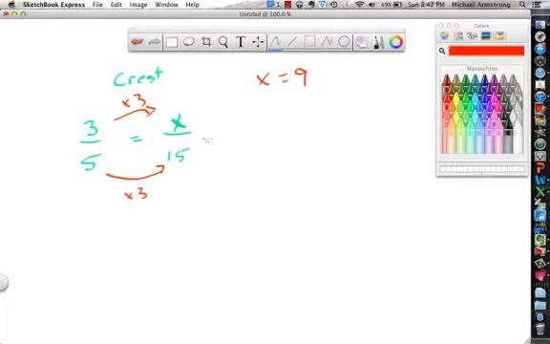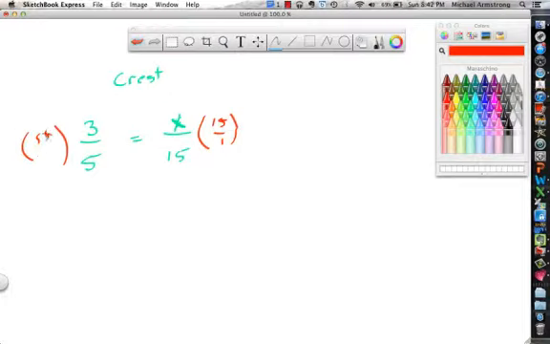If we did it the way that we just did it, we're going to do the same thing. We're going to multiply it by 15 over 1, and multiply it by 15 over 1, and these cancel. It's supposed to be a 1 here. 15 fifths is 3 ones, and we still get 9 equals x.